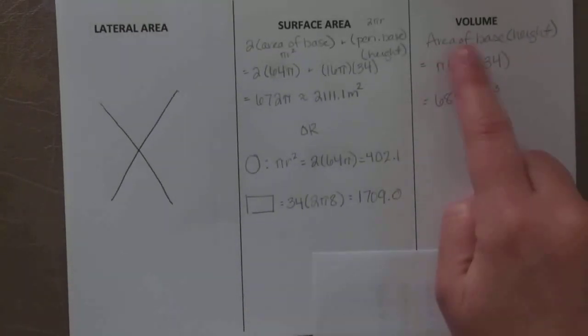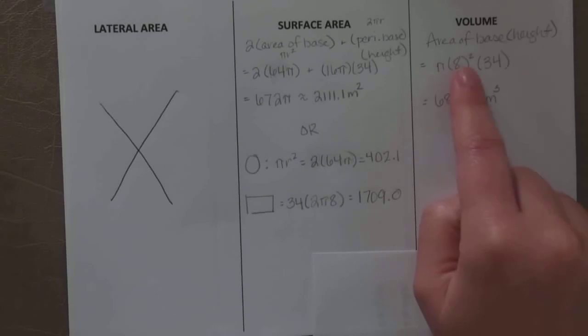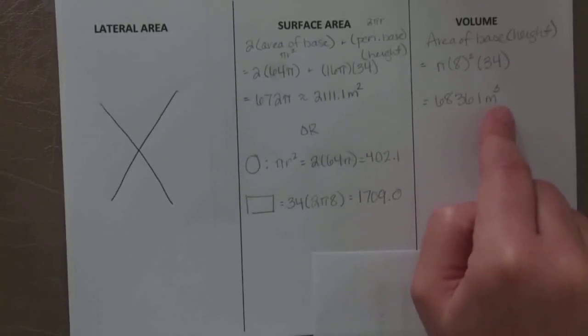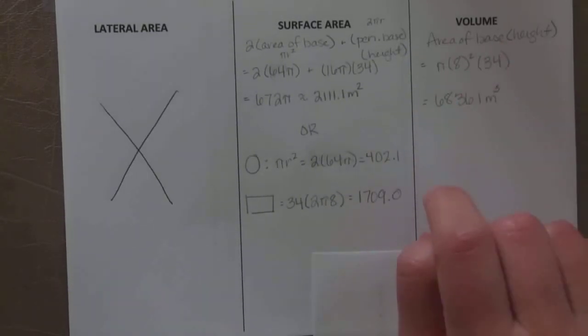And then to find the volume, it's just the area of the base times the height. So pi times the radius squared times 34, you get a value of 6,836.1 meters cubed.